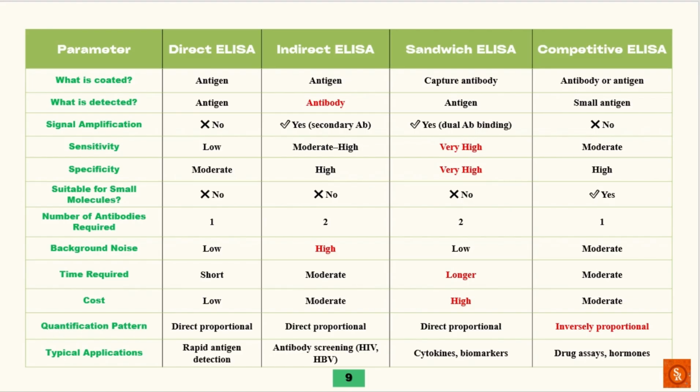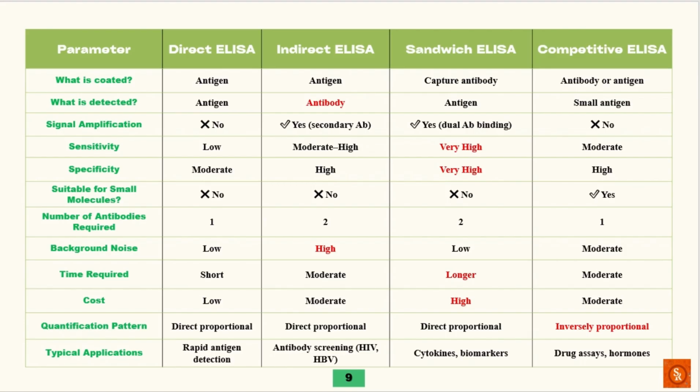So what is coated in direct and indirect ELISA? We are coating with antigens, but in sandwich ELISA we are coating with capture antibody. In competitive ELISA we are adding either antigen or antibody. What is detected in each technique? In direct ELISA, sandwich ELISA and competitive ELISA, we are detecting the antigen concentration present in the sample. But in indirect ELISA, we are detecting the antibody concentration present in the sample. With that antibody concentration, we indirectly detect how much antigen is present in the sample.